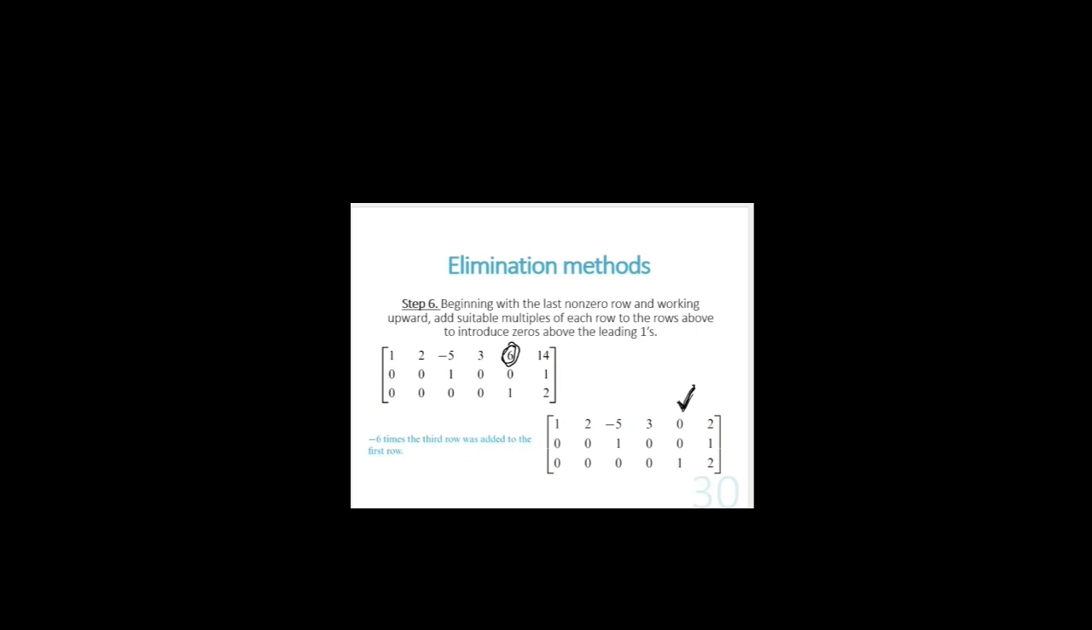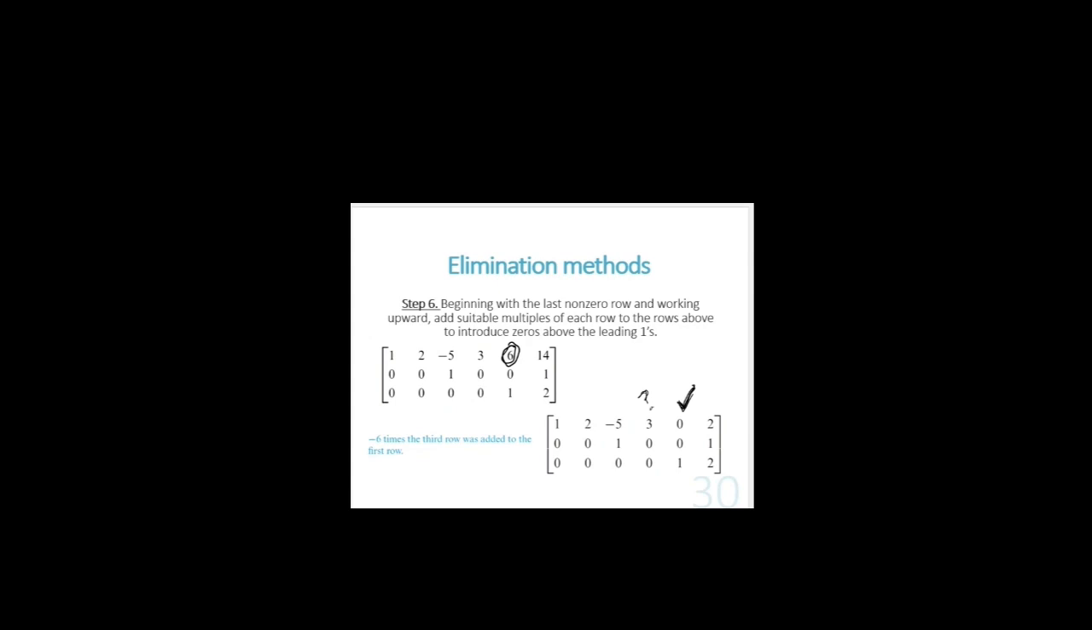Do we need to worry about this column? No. Why not? Because it doesn't have a leading 1, right? Yes, go ahead. When we multiply the third row by -6 and add it to the first one, why do we only apply it to the 6 and the 14? Like the 2, the -5, and the 3 stay the same. Yeah, because -6 times 0 is 0. Then adding 0 to your first row doesn't change anything. So that's why it makes it much easier if you start here and work up systematically when you go back up.